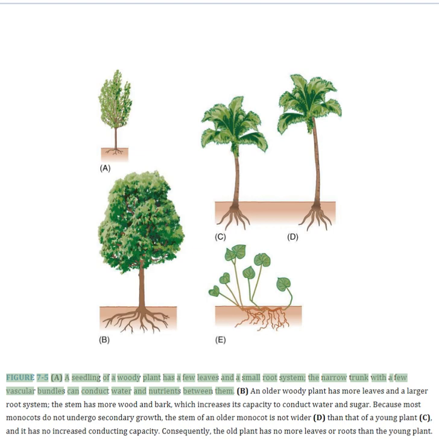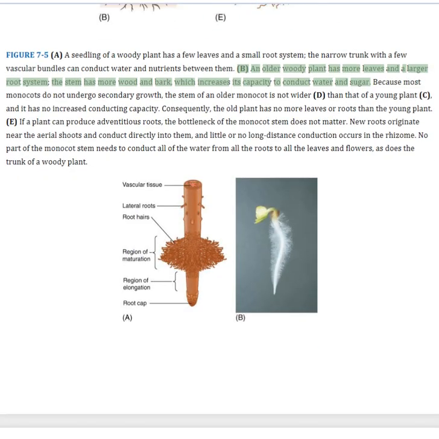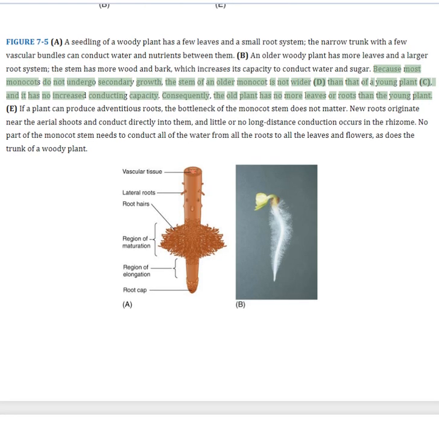Figure 7.5 A seedling of a woody plant has a few leaves and a small root system. The narrow trunk with a few vascular bundles can conduct water and nutrients between them. An older woody plant has more leaves and a larger root system. The stem has more wood and bark, which increases its capacity to conduct water and sugar. Because most monocots do not undergo secondary growth, the stem of an older monocot is not wider than that of a young plant, and it has no increased conducting capacity. Consequently, the old plant has no more leaves or roots than the young plant.